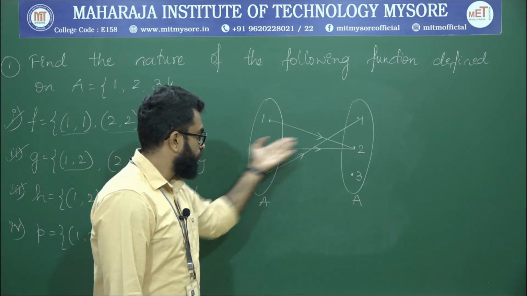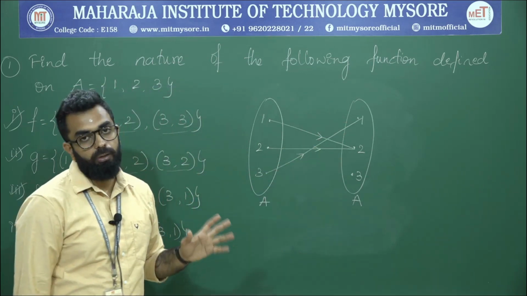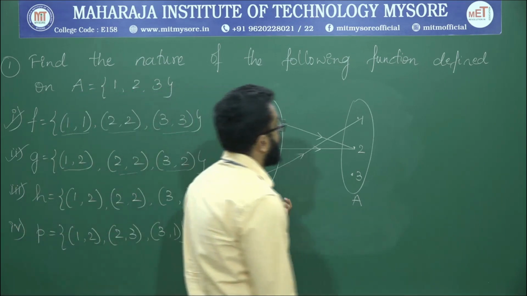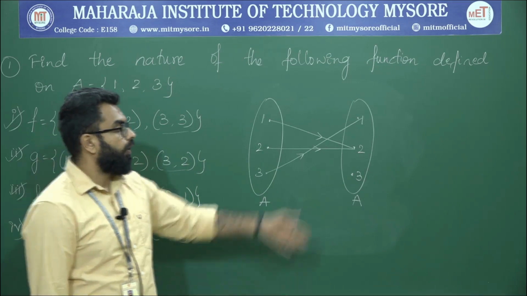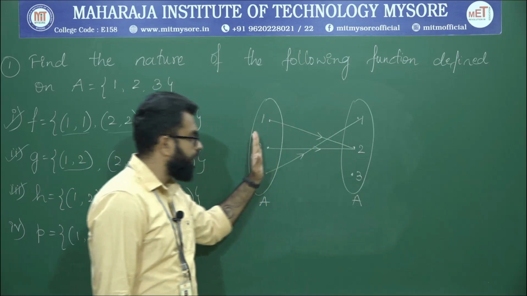1 is mapped to 2, 2 is mapped to 2, but 3 is not mapped to 2, rather it is mapped to 1. So it cannot be a constant also. Then what is the third type of function that we can check for? It is onto. Is it onto? What does the onto say? Every element of the codomain should have a pre-image here.